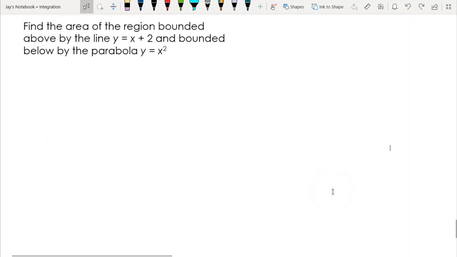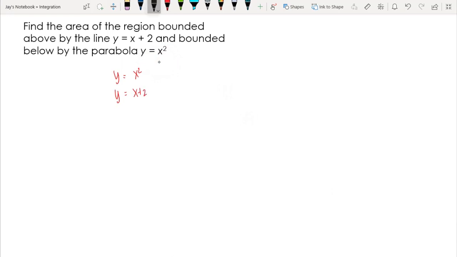Now we have this example. Find the area of the region bounded above by the line y is equal to x plus 2 and bounded below by the parabola y is equal to x squared. So again, we need to plot these equations, y is equal to x squared and y is equal to x plus 2.